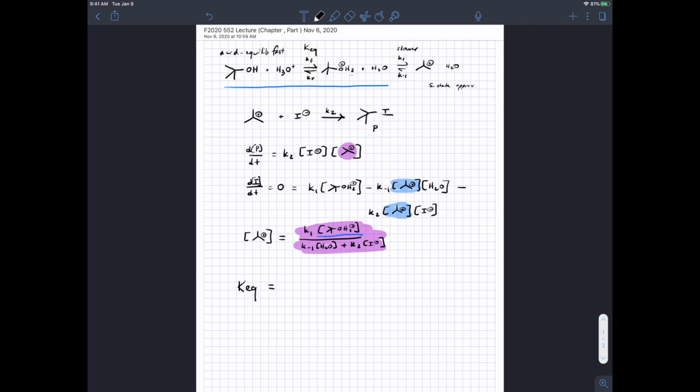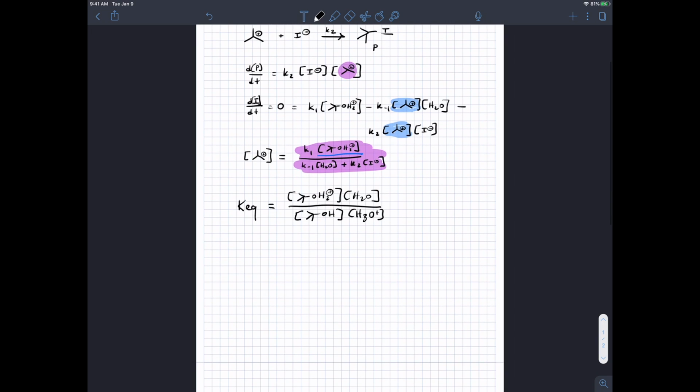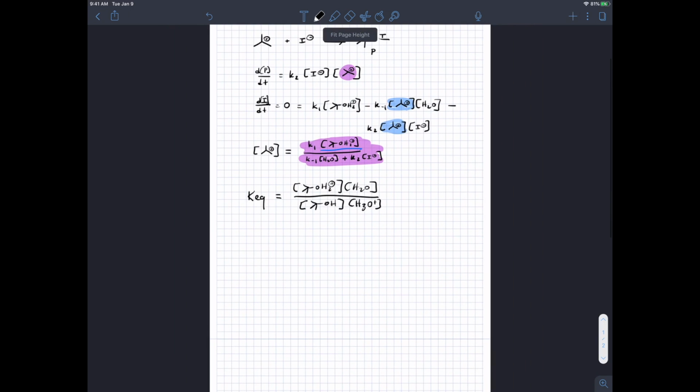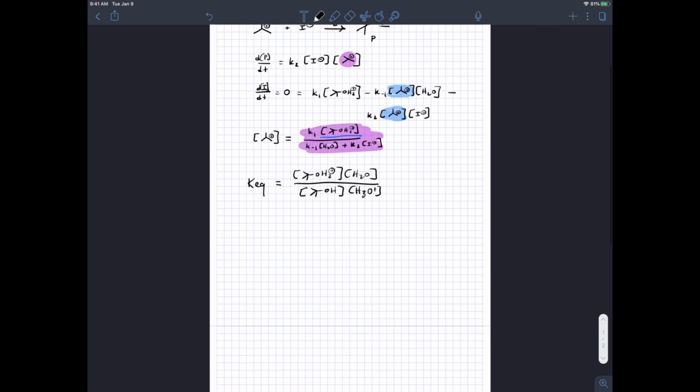Sure. No? Yes? Which is products divided by starting materials. Is that right? And if you'll let me, I'm going to turn this equilibrium constant into something that we might know a little bit better.